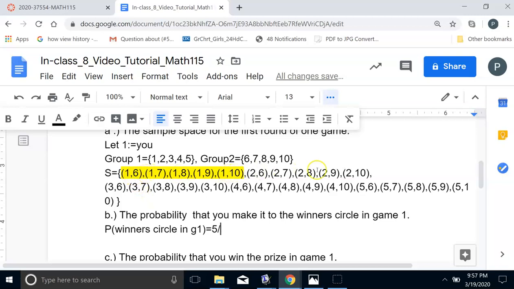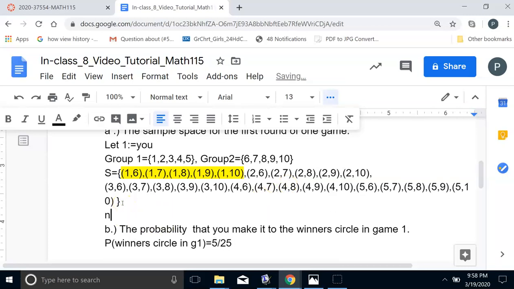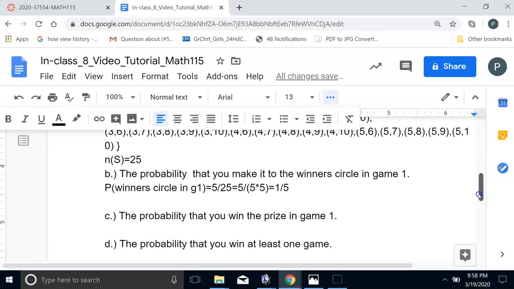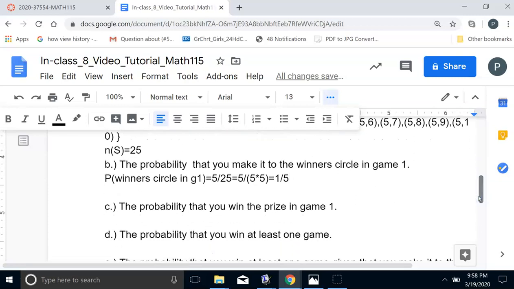So there's 5 there, another 5 there. You can check there's going to be 25 if you count them all in the sample space. So pretty much the number in the sample space is 25. Okay, so this reduces. 25 you can write as 5 times 5, and that's going to reduce to 1/5. So the probability that you make it to the winner circle in game 1 is 1/5. So you make it there once out of 5 times. So if it's played 5 times, you make it on average once. Okay, so that's part B.